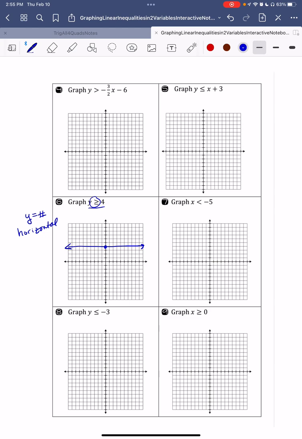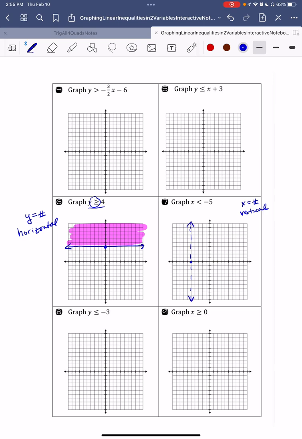In terms of shading, I see greater than, so I still shade above. That's pretty easy to see that above means above that line. So that's my answer for number 6. For number 7, if I'm graphing x is less than -5, that looks even stranger, but hopefully you remember that if you have x equals a number, it's always a vertical line through that number on the x-axis. So I can go to -5. So that's here. It's going to be vertical. Now it says less than, not less than or equal to. So it's going to be a dashed line coming up through here.